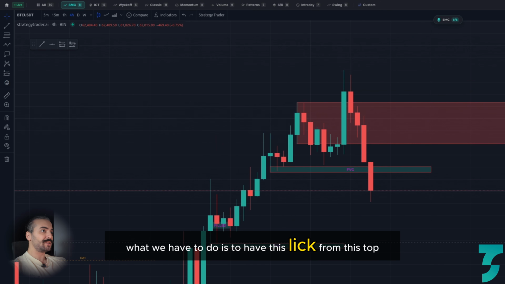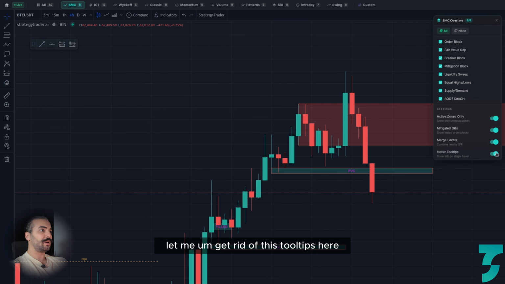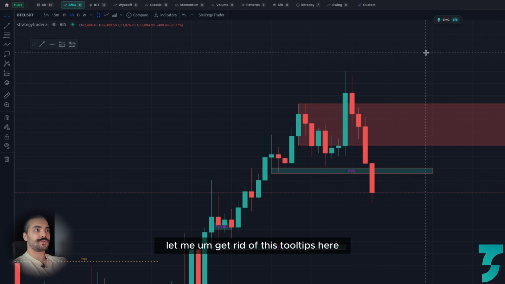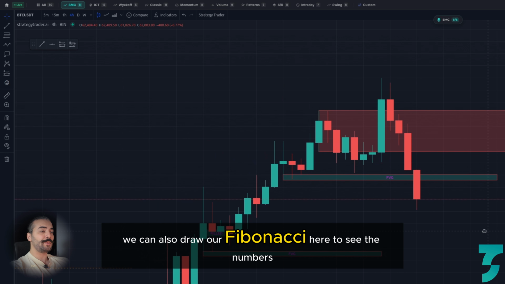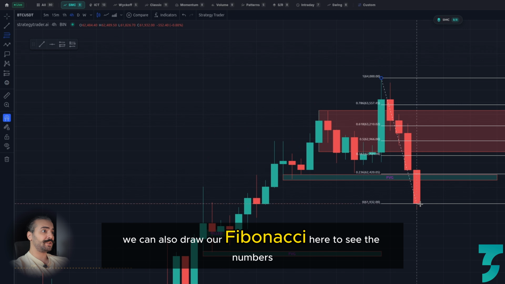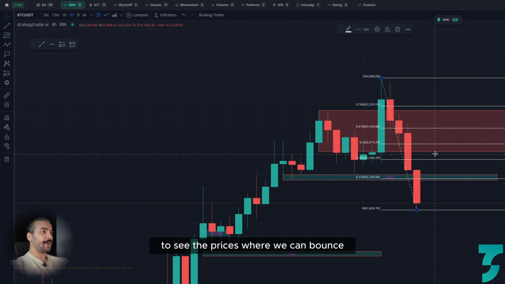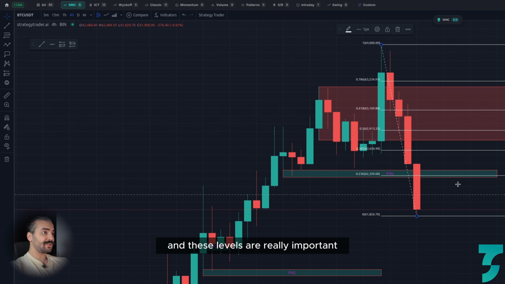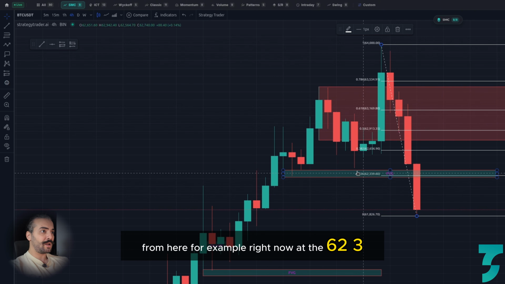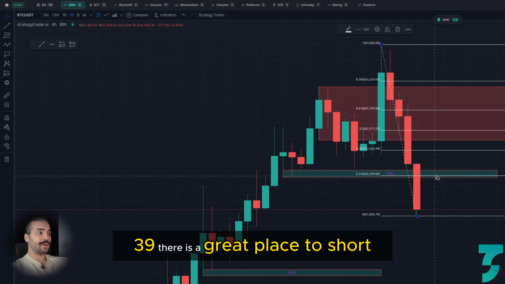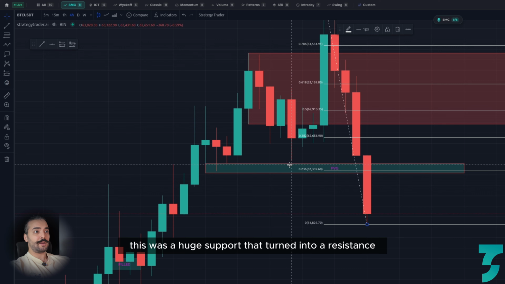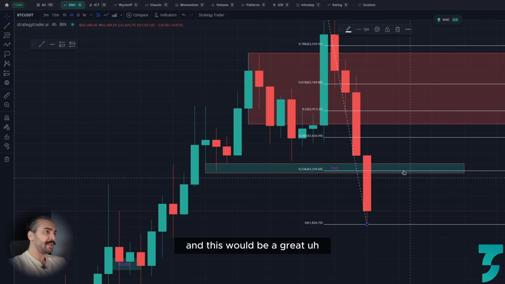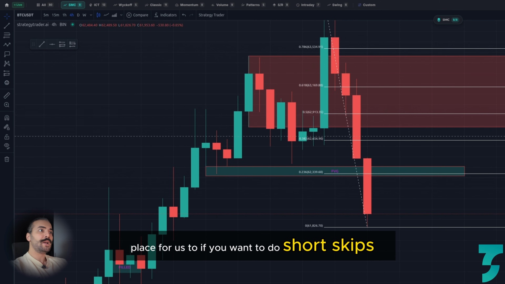What we have to do is to take this leg from this top to the low to wherever we stand. We can also draw our Fibonacci here to see the numbers, to see the prices where we can bounce. And these levels are really important. From here, for example, right now at this 62,339, there's a great place to short. Because we had this FVG from before, and also this was a huge support that turned into a resistance, this would be a great place for us to do short scalps.